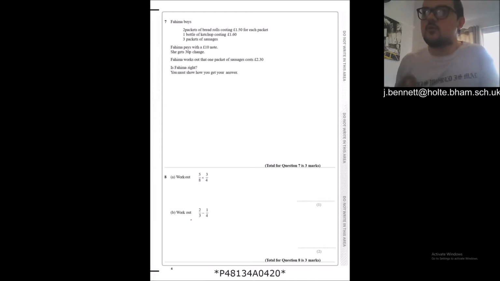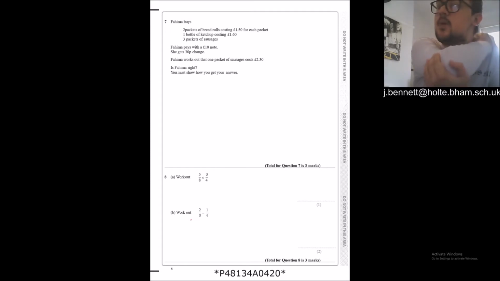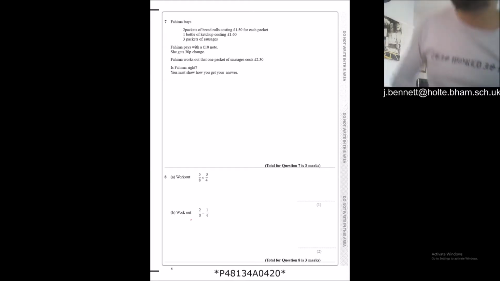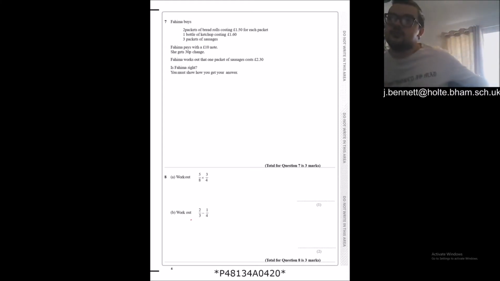We've now got quite a big question. Fatima buys 2 packets of bread rolls costing £1.50 for each packet, 1 bottle of ketchup costing £1.60, 3 packets of sausages. Fatima pays with a £10 note. She gets 30p change. She works out that 1 packet of sausages costs £2.30. Is she correct? Okay, so let's go through this.